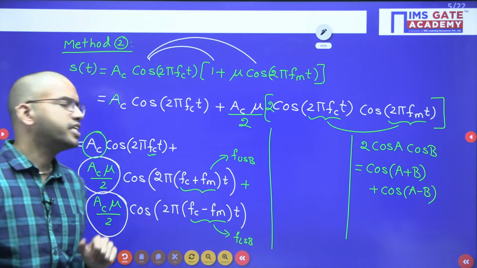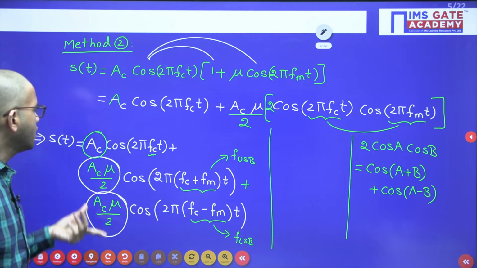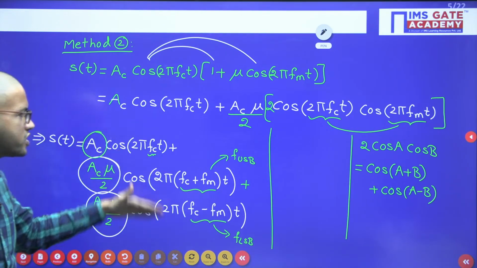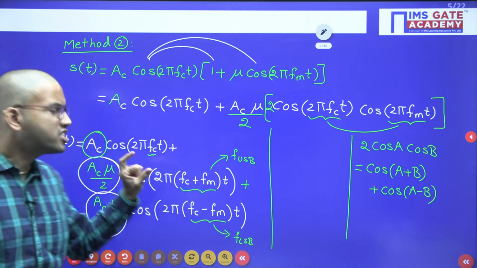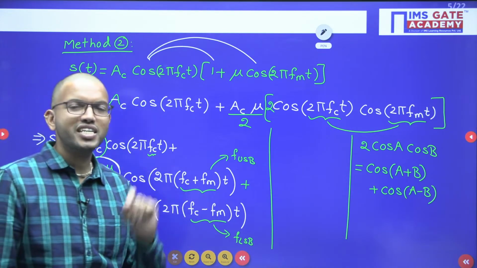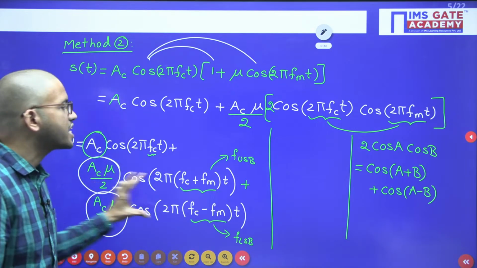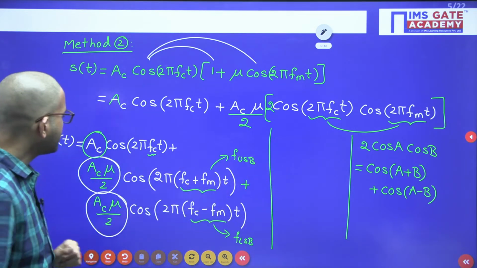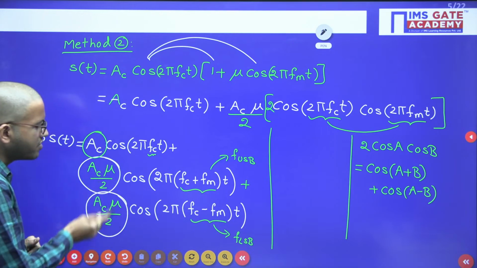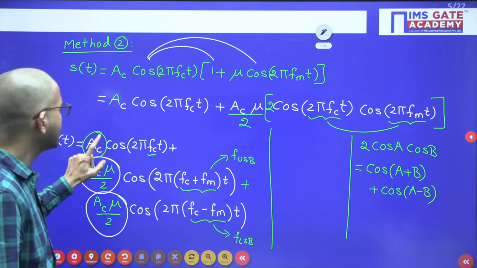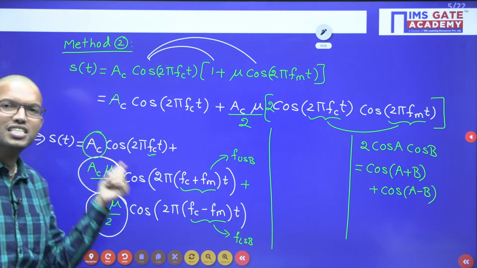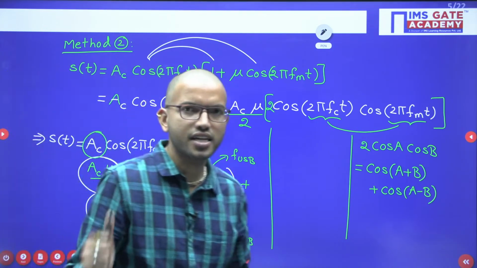And one more hint I am giving: you can observe among those 3 terms, cos terms or sin terms, whichever two terms are having the same amplitude, those are nothing but the sidebands. Simple. Just observe, these 2 are having the same amplitude, that means these 2 are related to the sidebands. Whichever term is having a different amplitude, that is simply the carrier. This is another way, right?